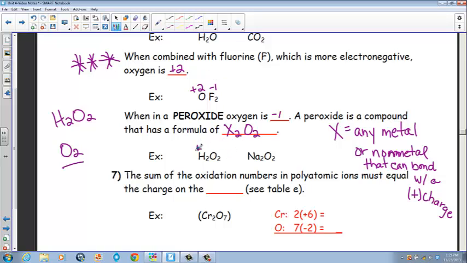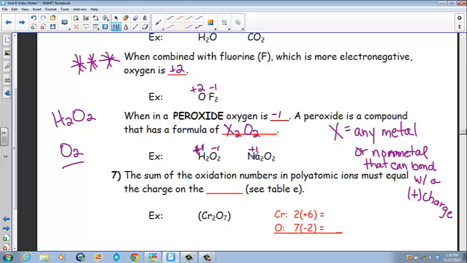So here hydrogen is going to have a +1 charge. Sodium has a +1 because it's a group 1 metal. And with the +1, there's 2 of those. And the O2 here is going to be a -1 because there's 2 of those. And also in sodium, so this is sodium peroxide, not hydrogen peroxide, but sodium peroxide.